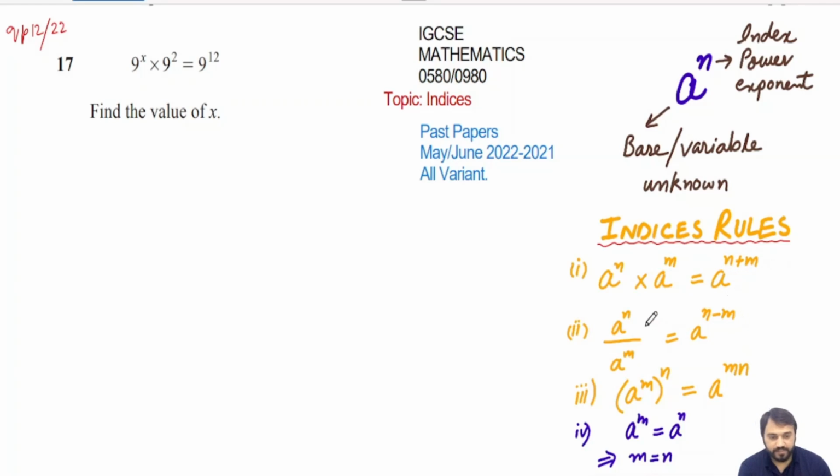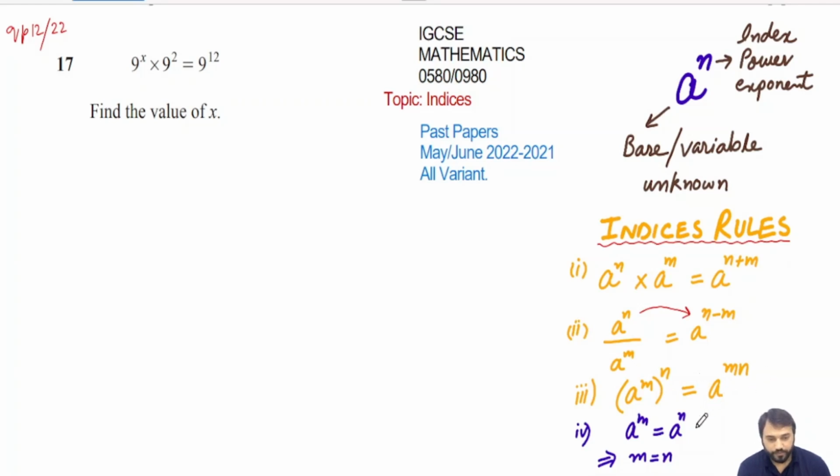The second rule is if the same bases are dividing each other, then we write one time base and subtract the powers, and the numerator power should be written first. Do you see here? I have written the power of the numerator first and then the denominator's power. The third rule is if we have power of power like this one, then we write the base as it is and we multiply the powers.